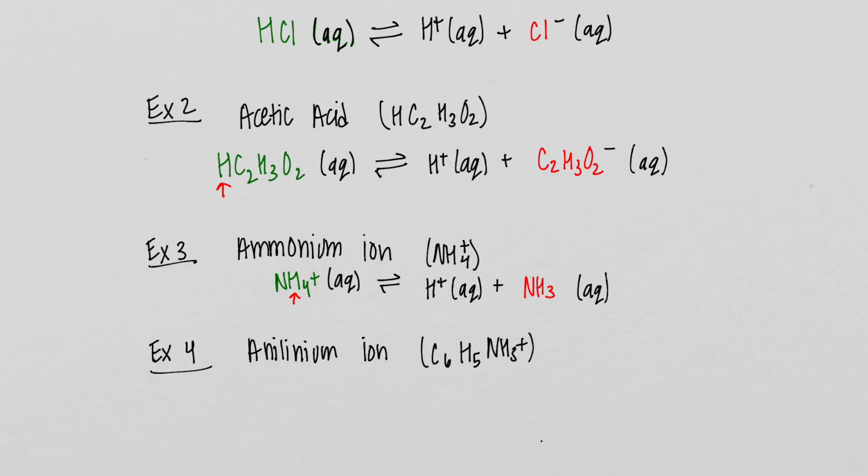So again, starting off with the acid that we're given, we have C6H5NH3 plus. It's an aqueous form. We have our double arrows. Those are not great arrows. I'm sure yours will look much better. We have our H plus aqueous. That doesn't change. And then now what do we have left over?